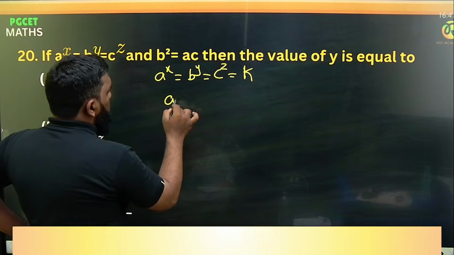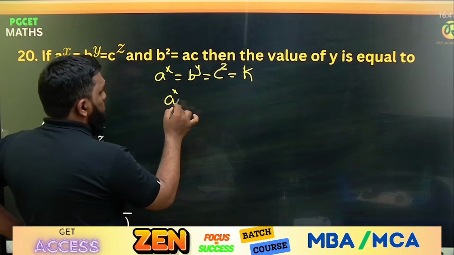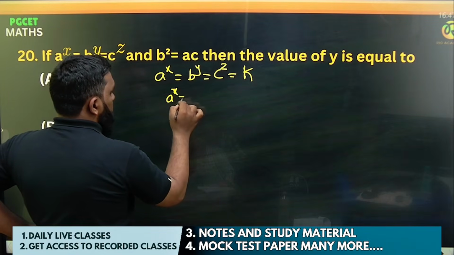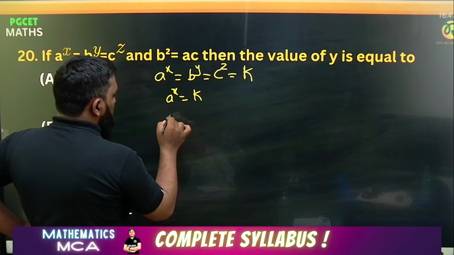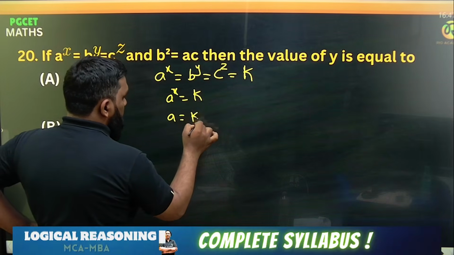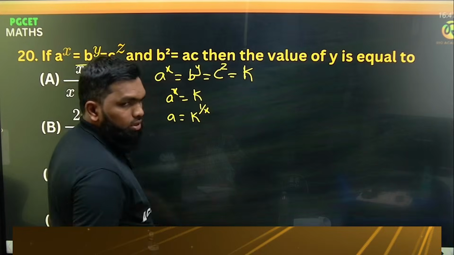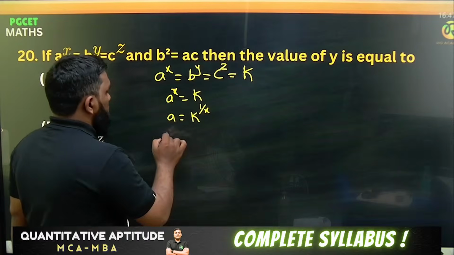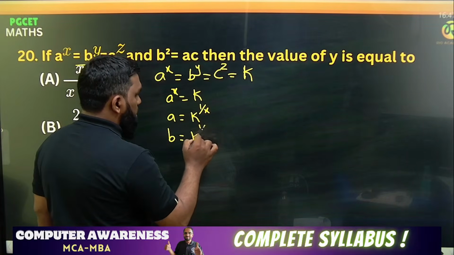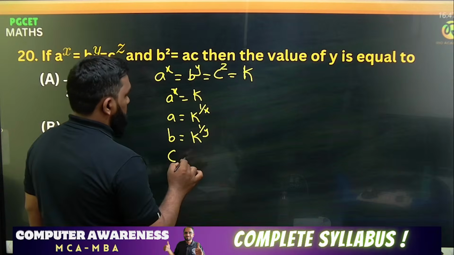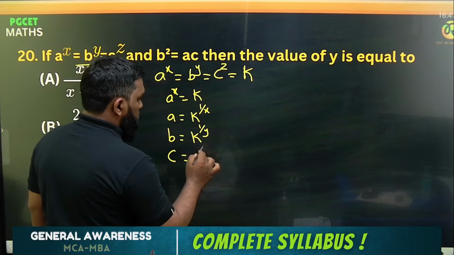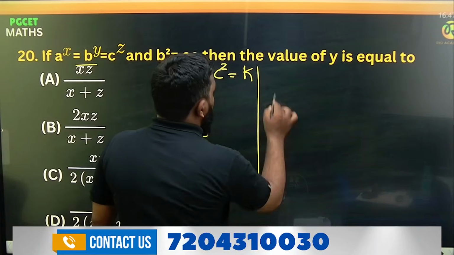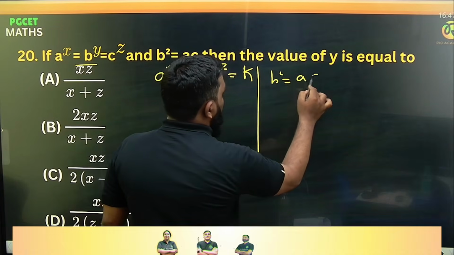And we are going to equate one by one. A raised to X is equals to K, so when X comes to this side, we write A is equals to K raised to 1 by X. Similarly B is equals to K raised to 1 by Y and C is equals to K raised to 1 by Z. Already B square is equals to AC is given.